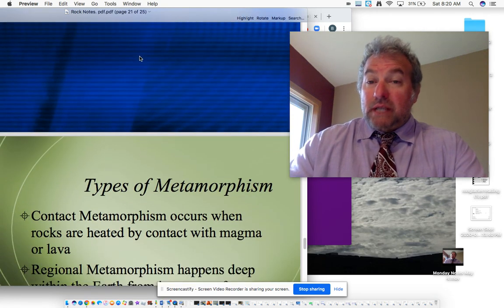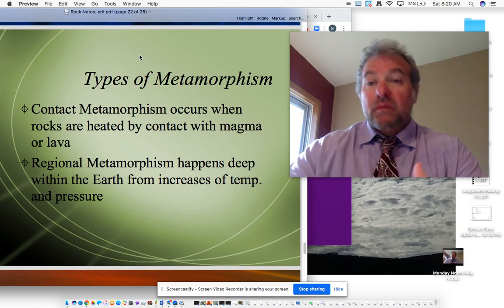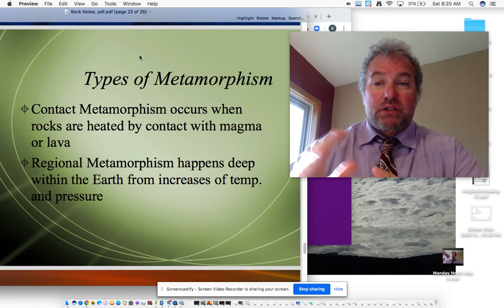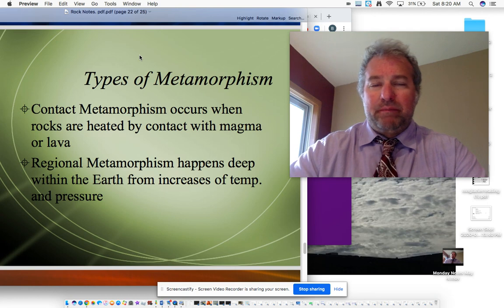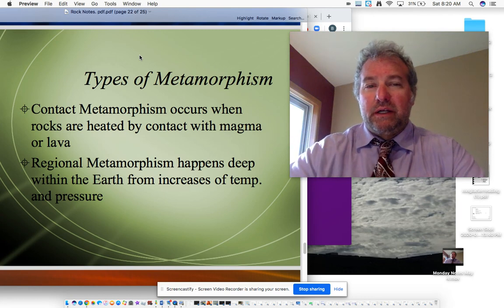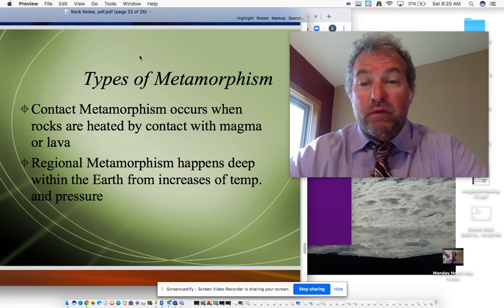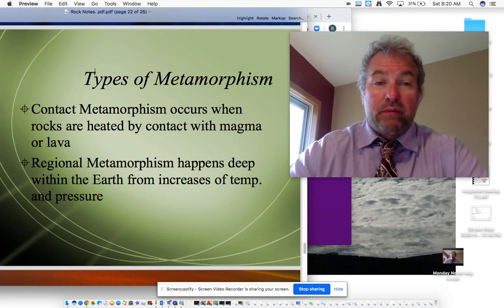There are two types of metamorphism. One of those is contact. If it comes in contact or touches magma or lava, then it's called contact metamorphism. If it's over a large region or a large area and it gets squeezed from above and below, then that type of metamorphism is called regional metamorphism.